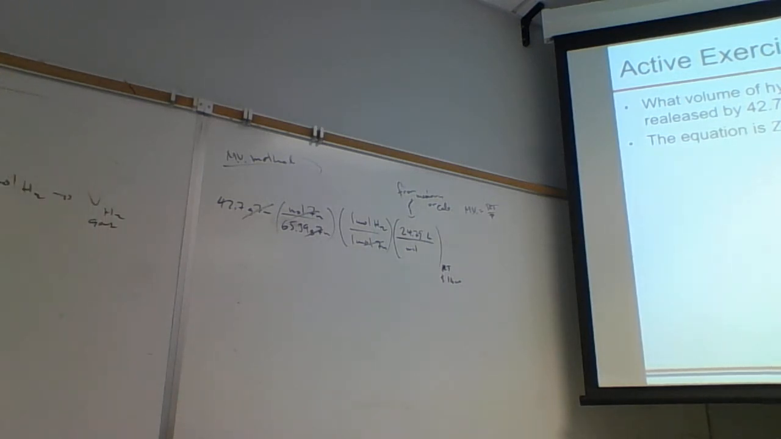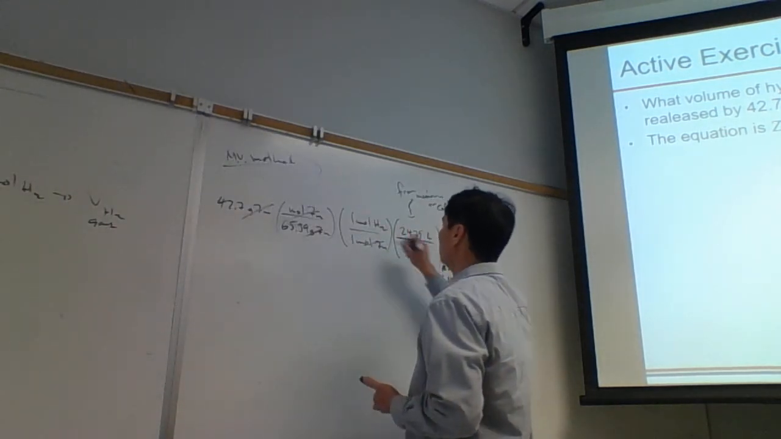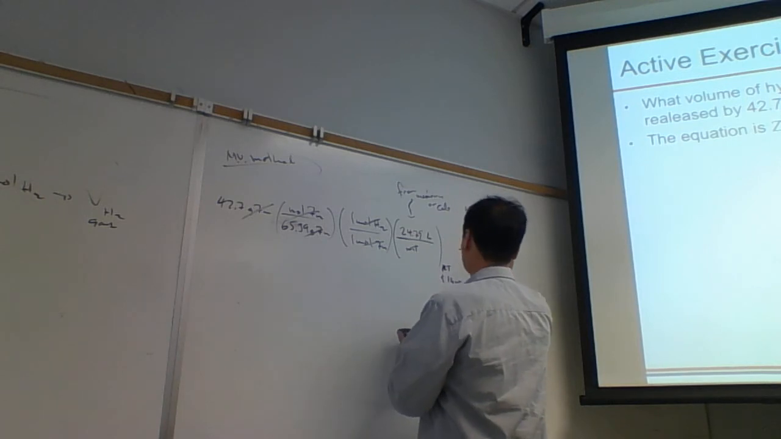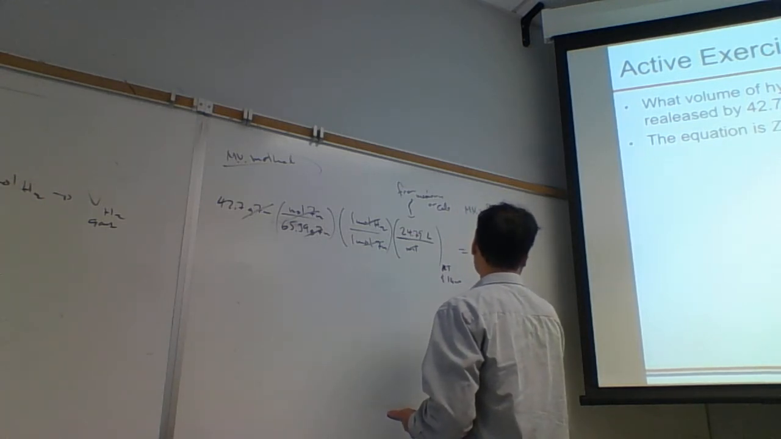All right, so let's see how many liters of hydrogen we get. It's 42.7 divided by 65.39 times 24.79. That's 16.18, which rounds to 16.2 liters.